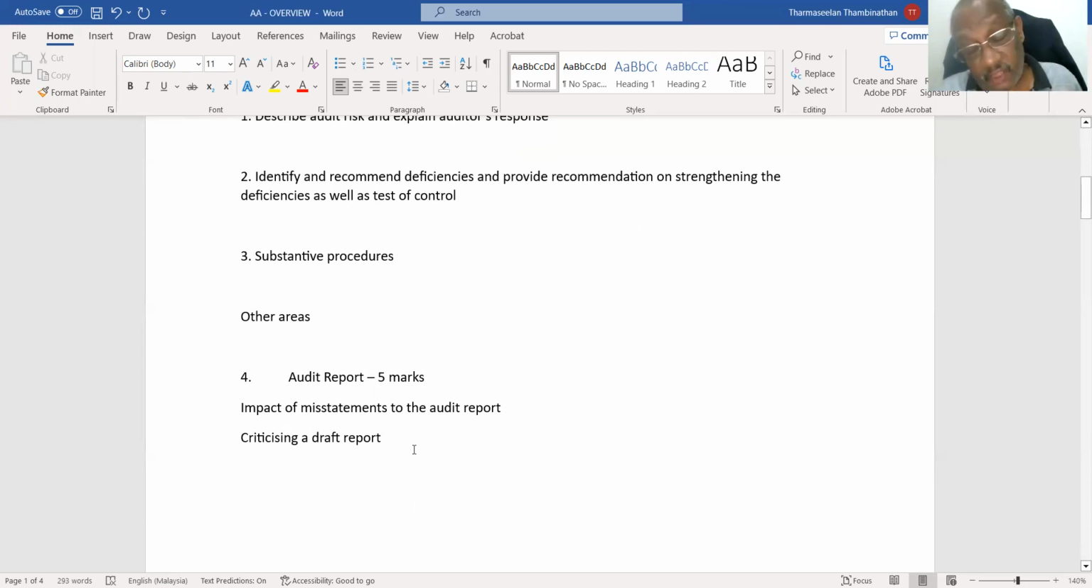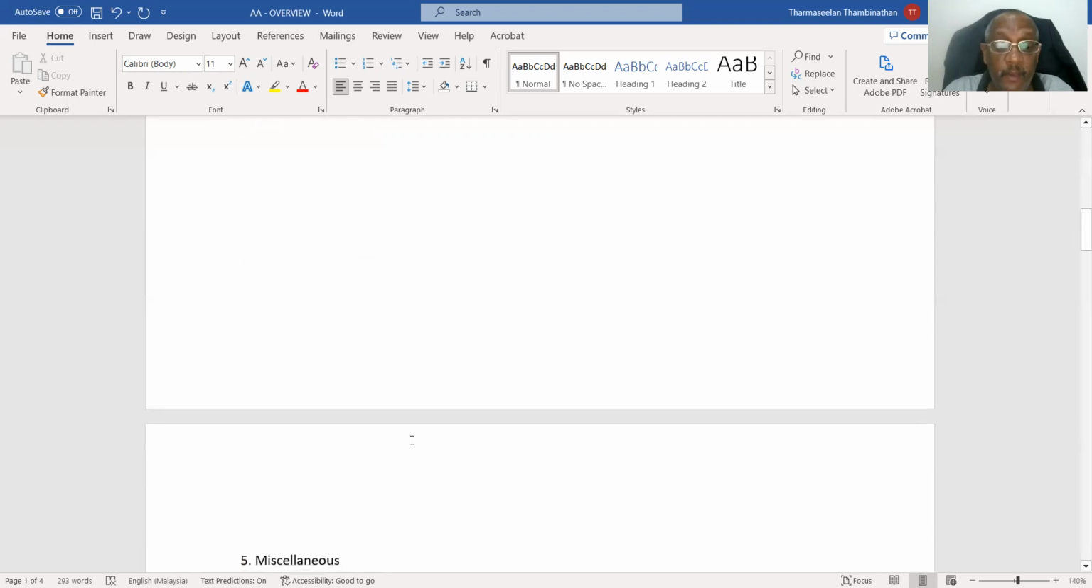Of course, in the AAA paper, it's going to be very much more tricky with the audit report scenario. Now, criticizing the audit report is there, but highly unlikely, unless they give you a very, very short paragraph. I've just included it there for safety reasons, because we can't gamble on this paper, right?